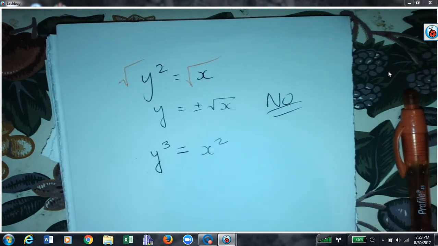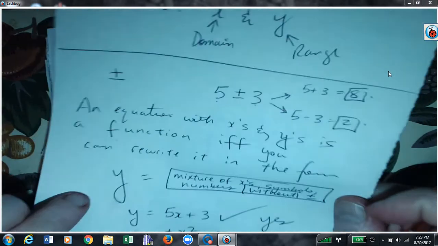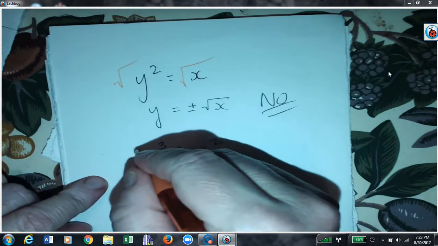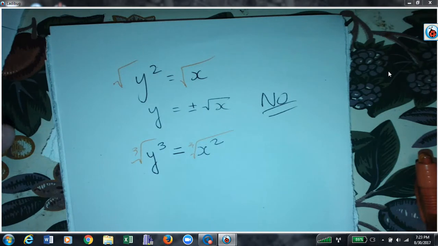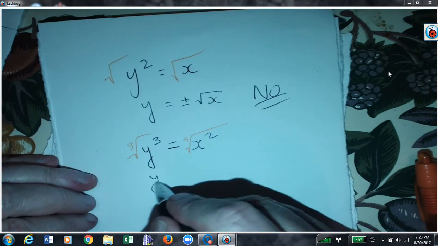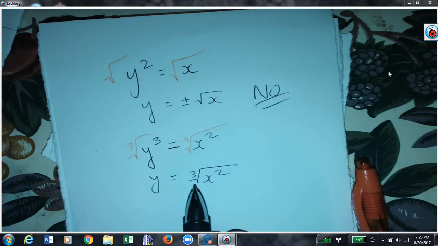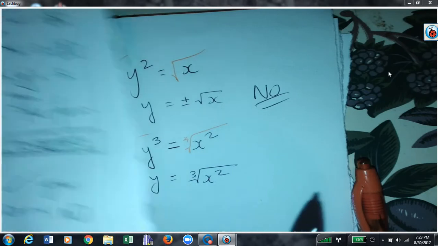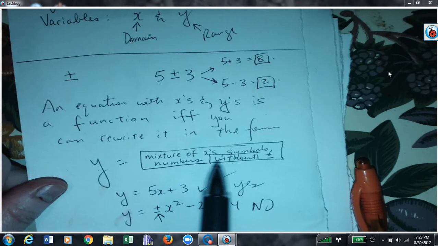Is that a function? Well, yes, that is, because in order to get y by itself, here I will take cubed roots of both sides, and taking odd roots, which a cubed root is, only leaves me with one choice. So y is equal to the cubed root of x squared. I have y is equal to a mixture of x's, symbols, numbers, and I do not have the plus or minus sign.